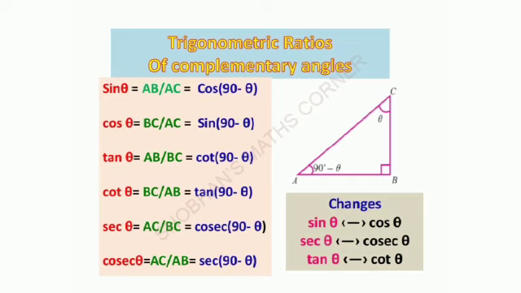Tan theta is equal to AB by BC, cot of 90 minus theta is also AB by BC, therefore cot of 90 minus theta is equal to tan theta. So tan of 90 minus theta is cot theta, cosec of 90 minus theta is sec theta, and sec of 90 minus theta is equal to cosec theta. All this you can check from the triangle.